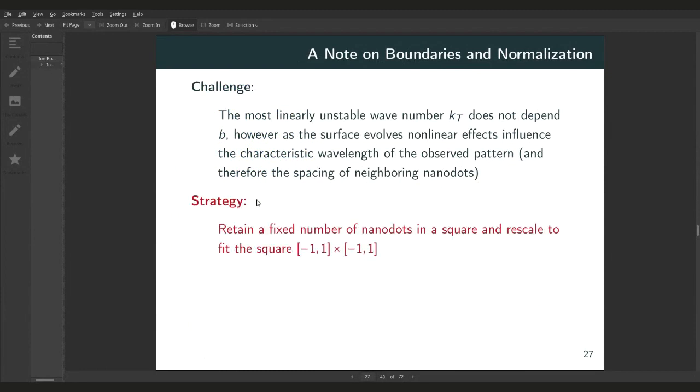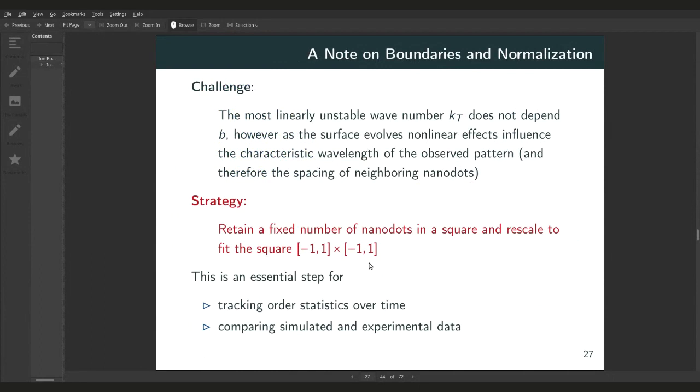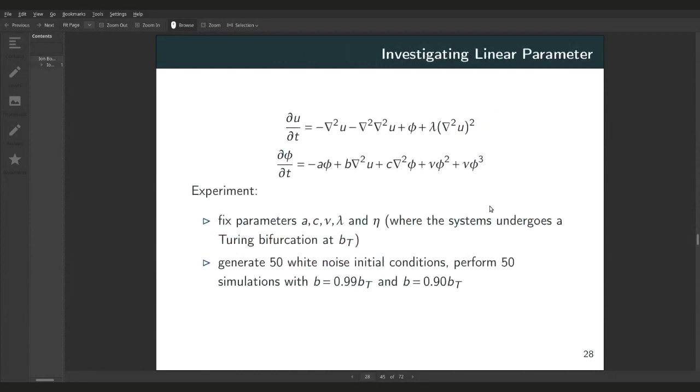If I want to be able to apply this to data, I need to normalize, so we're going to retain a fixed number of nanodots in a square and rescale it to fit the square. This is going to help us avoid the slight coarsening of the pattern over time. That's what I'm saying up here: the dots are spaced a little bit further apart as time goes on just because of nonlinear effects. So that's not what we want to measure first. This is important, especially if we want to focus in on data.